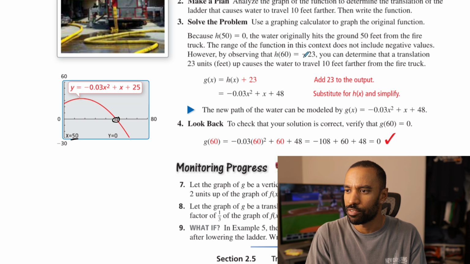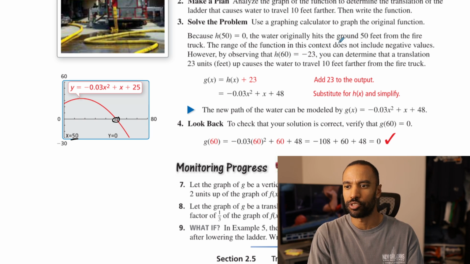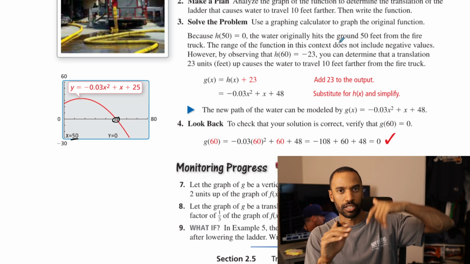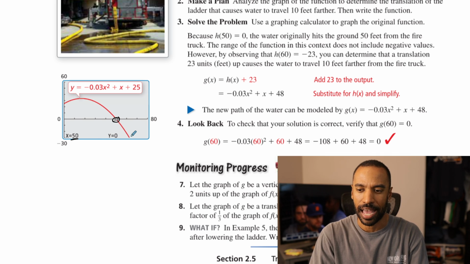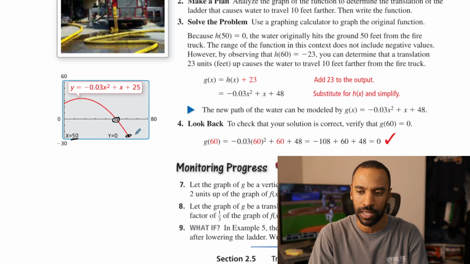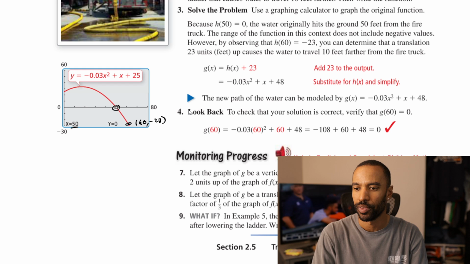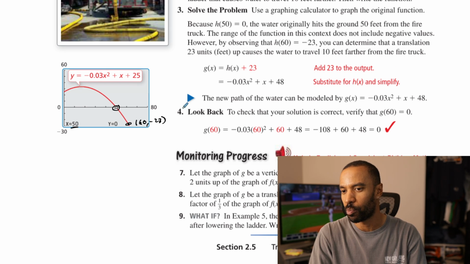By observing that h of 60 is negative 23, there it is, we got to figure out that we have to raise the fire truck 23 feet up to get it to travel 10 feet farther, because apparently at 60 feet, it's negative 23. So there's a point on here that's, again, 60, negative 23. And I'm observing this at the same time with you guys. I want to make sense of the problem, and it totally does make sense. So I guess we're not doing too much on the algebra realm. We're really letting the calculator take care of it for us.